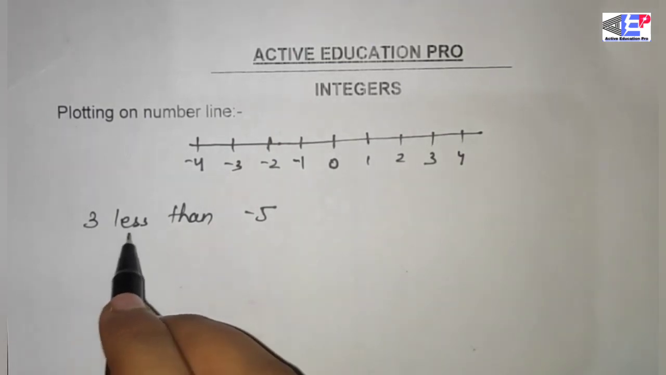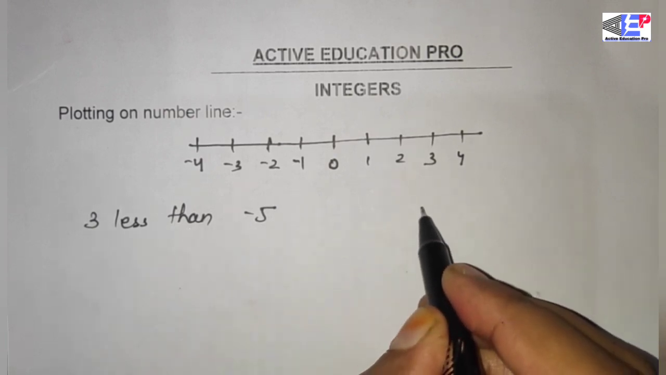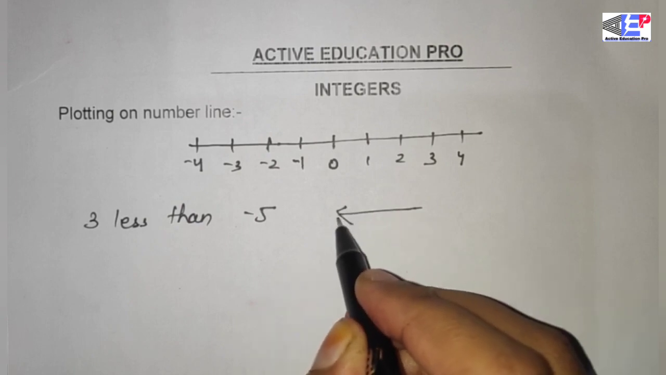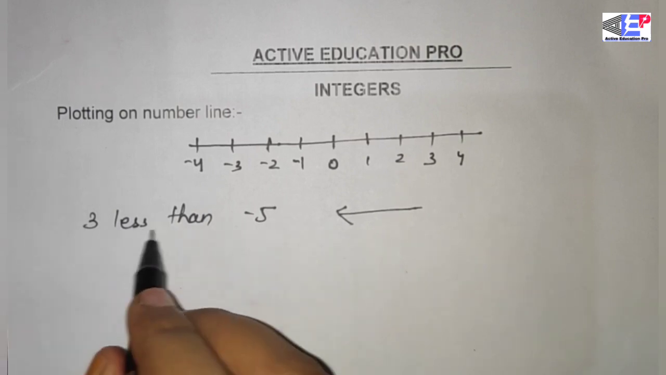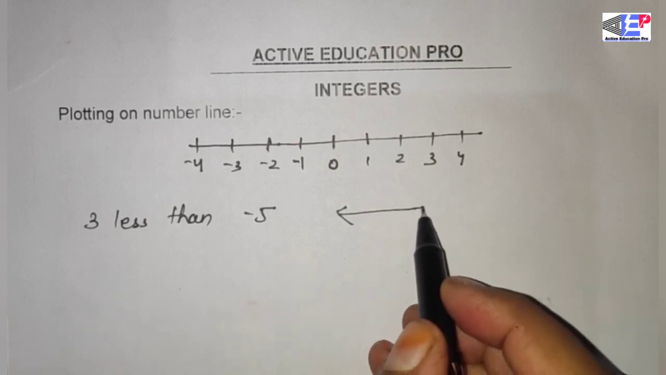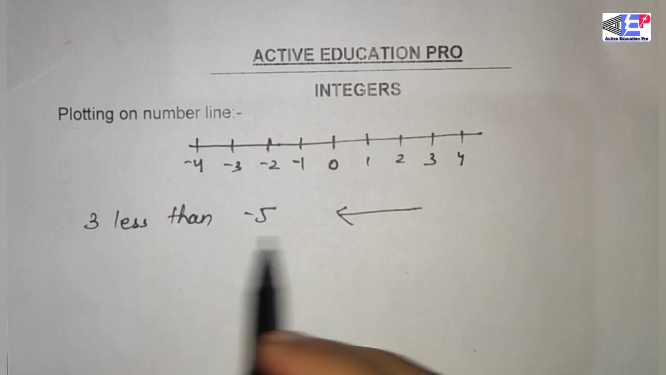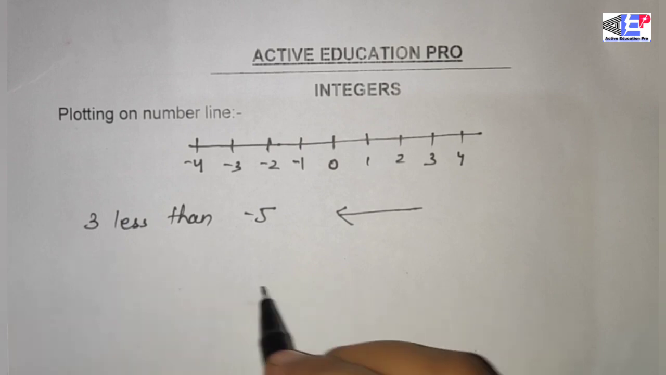So now, 3 less than -5. Less than means the value decreases, so you move from right to left. First draw a number line which has -5. 3 less than -5 means you need 3 more places, because you move right to left. So obviously you need 3 or more places so that we can move smoothly from right to left.